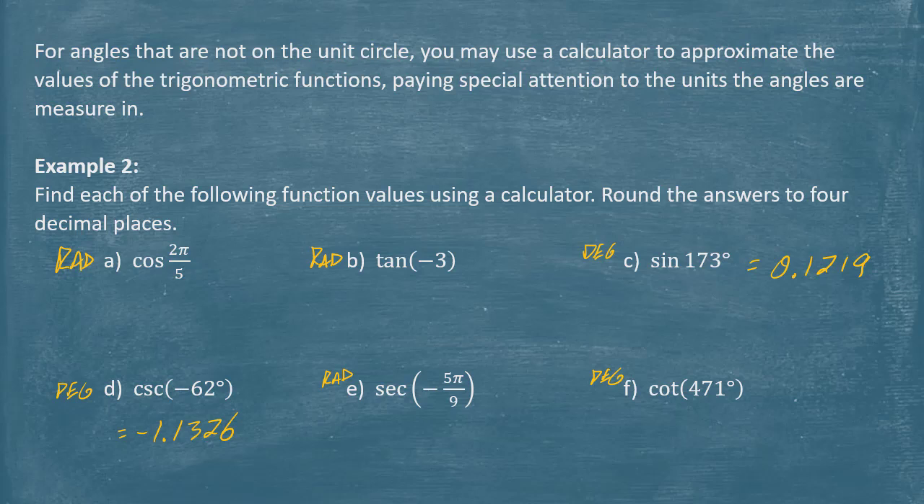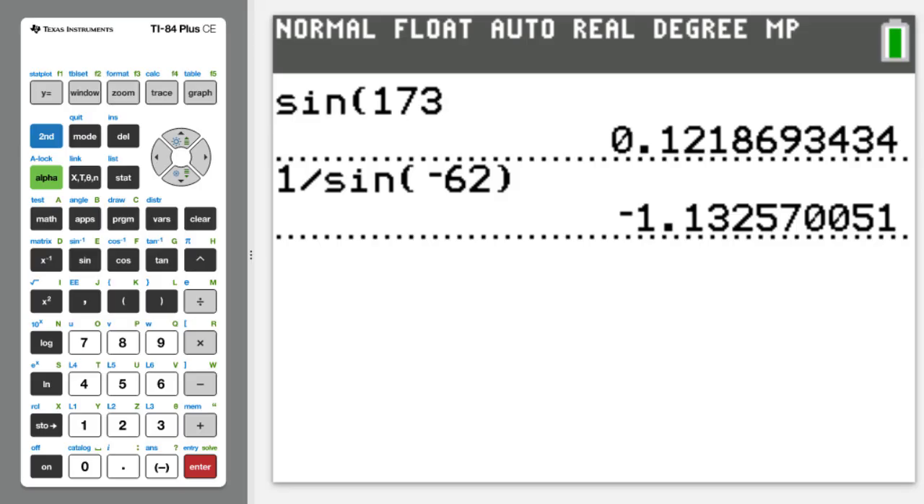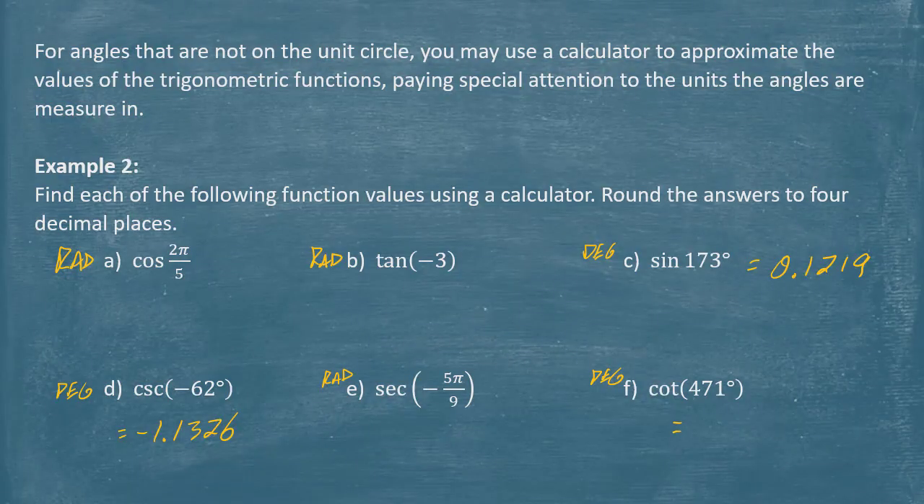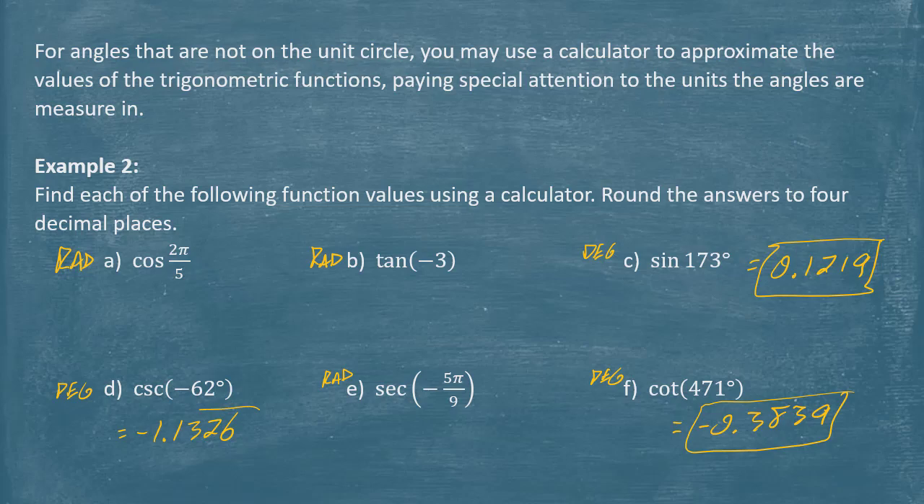And then the last one in degrees looks like it was letter F, so I'll go ahead and do that one. It's cotangent, so I'll need to type in tangent and then flip it. So basically just do 1 divided by the tangent of 471 degrees. Press enter, and it gives me negative 0.3839. So there are my 3 ratios that were in degrees.